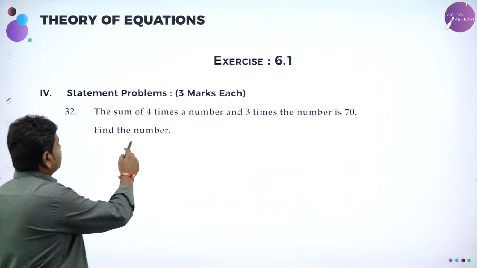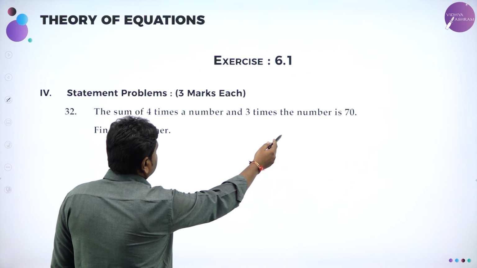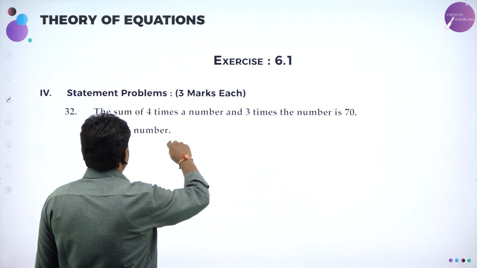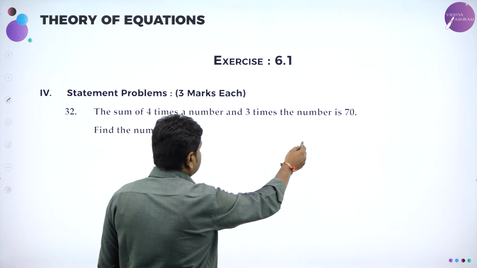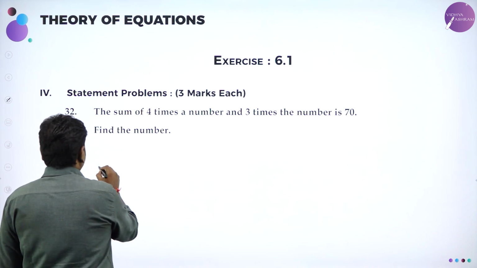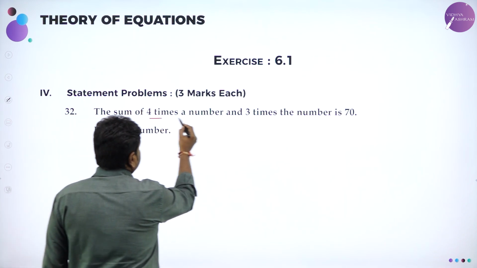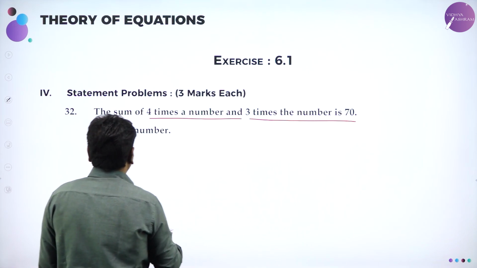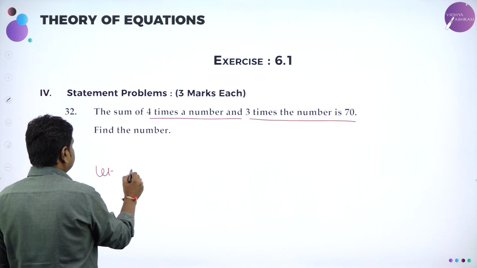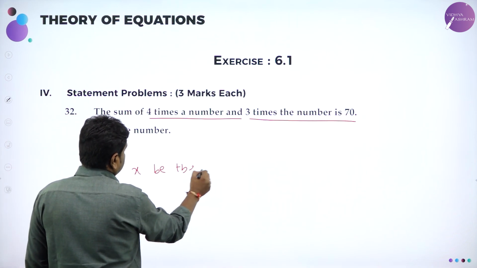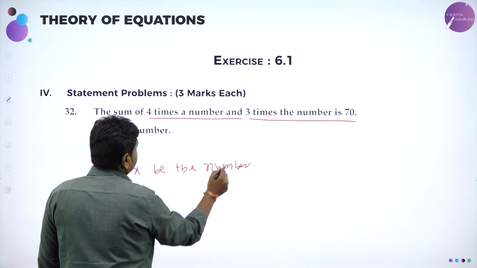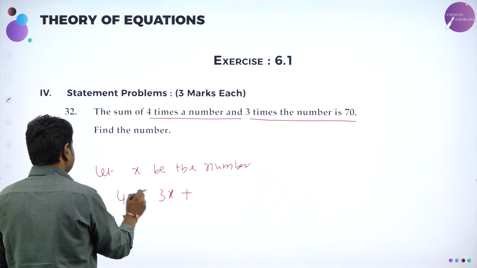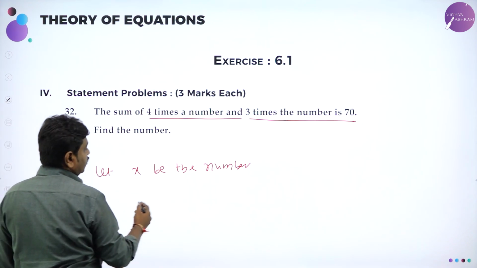The sum of 4 times a number and 3 times the number is 70. Find the number. So let x be the number, whatever they give. 3 times a number means what? 3x. Sum means plus. 4 times a number means 4x.